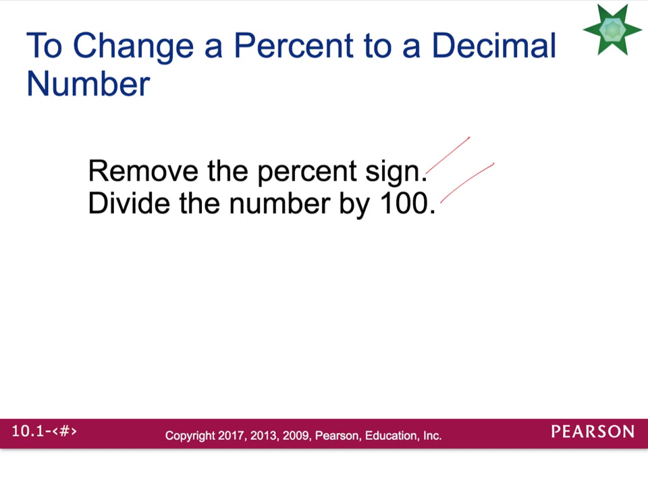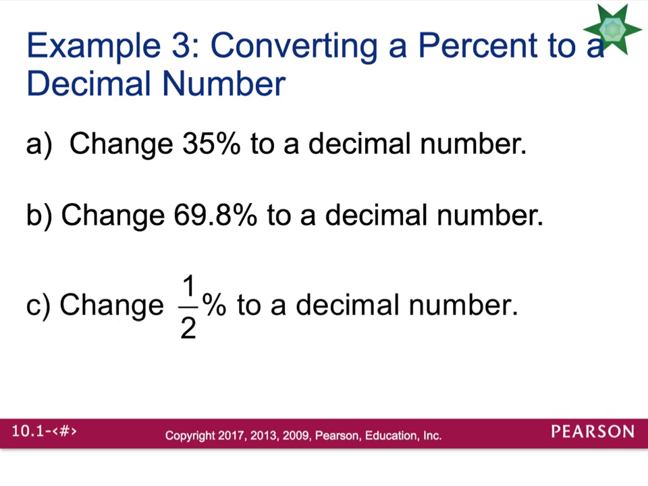To change a percent to a decimal, you first have to take the percent sign off and then you divide by 100. So if I gave you 35% and I asked you to turn that into a decimal, you would take 35 divided by 100, which would give you 0.35. 69.8% turned into a decimal would be 0.698. Now, 0.5% is a trick question. Remember, 1/2 is 0.5. So you have 0.5 of a percent. So when you take 0.5 and divide it by 100, that's going to turn your decimal into 0.005.